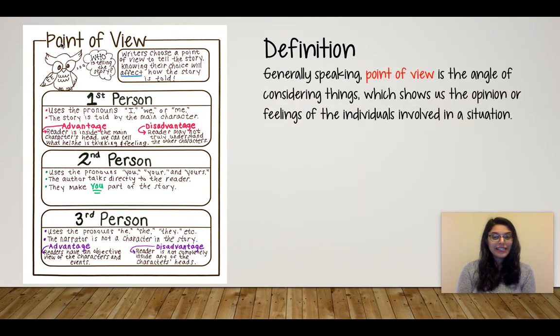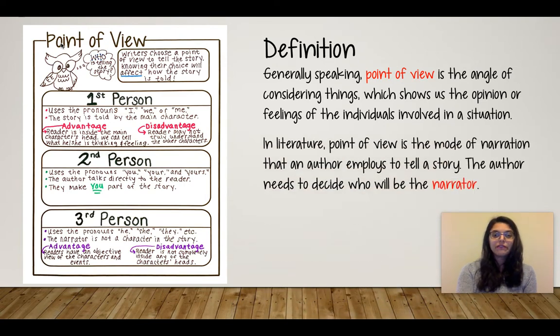So generally speaking, point of view is the angle of considering things, which shows us the opinion or feelings of the individuals involved in a situation. That's a good definition, but we need to revise it a little bit because we want to talk about point of view in regards to the texts we read or the stories we read. So in literature, point of view is the mode of narration that an author employs or uses to tell a story. The author needs to decide who will be the narrator.